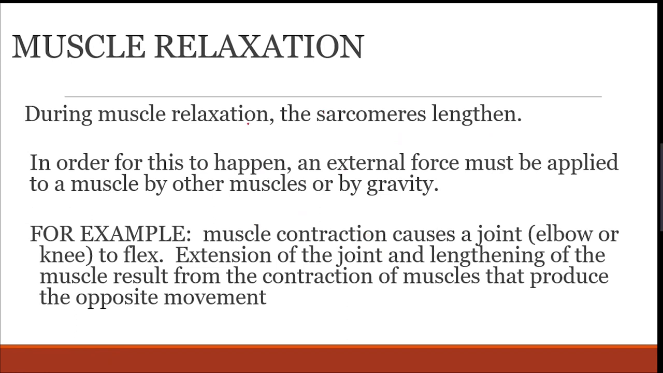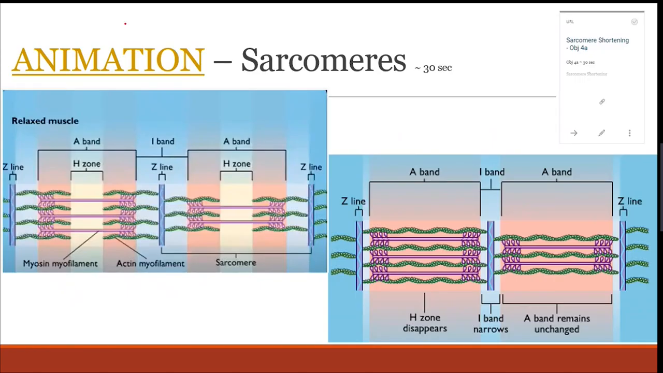I want to show you an animation so you can see that happening. And then, of course, with muscle relaxation, the sarcomeres are going to do the opposite. They're going to lengthen, and that's usually by an opposing muscle that's pulling, or extending rather than flexing. So we have this animation here that I want you to take a look at.